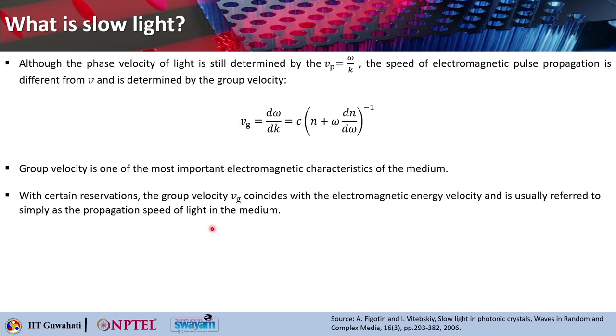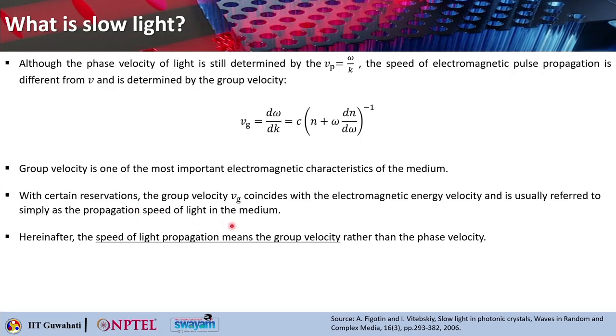With certain reservations, you will see that the group velocity Vg coincides with the electromagnetic energy velocity and is therefore typically referred to as the propagation speed of light in the medium. So, group velocity determines the speed of electromagnetic energy flow. That is basically the propagation speed of light in the medium. So wherever we are talking about the speed of light propagation, we are basically referring to the group velocity, not the phase velocity.